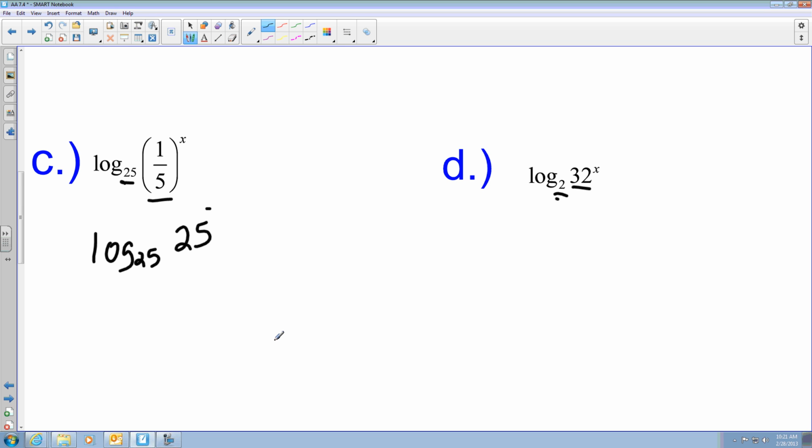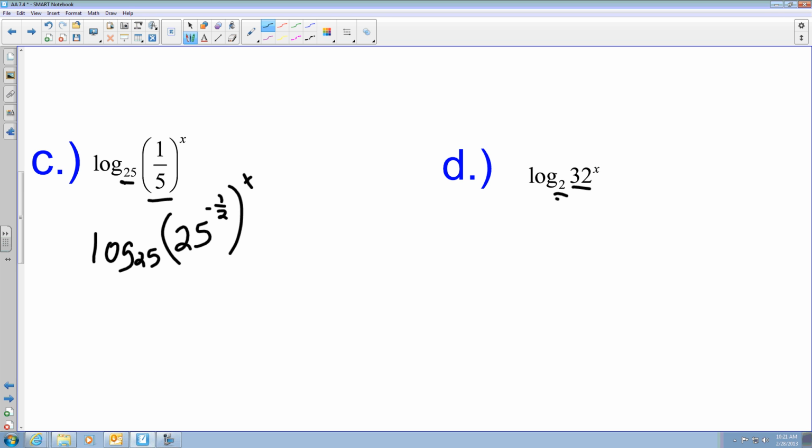But now I need 5. But I do know that the square root of 25 is 5. So I'm thinking that if I take the -1/2 power of 25, I should get 1/5. And in this case, I do. But now I still have an x there, and so I write that in.